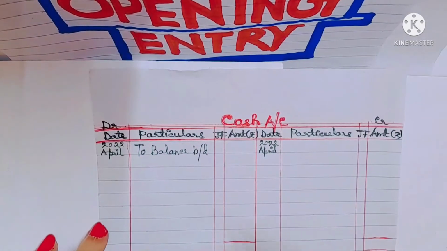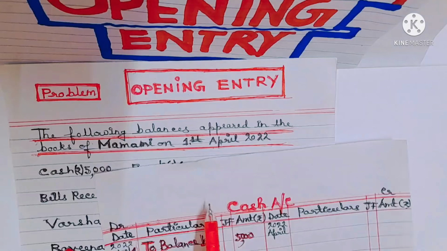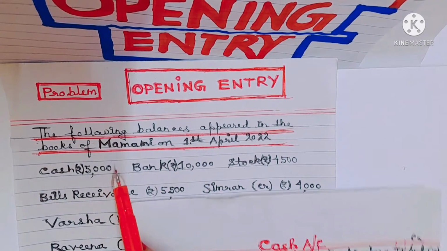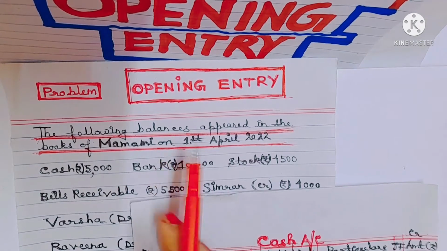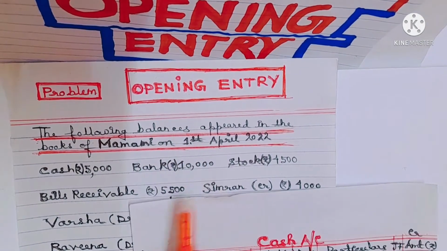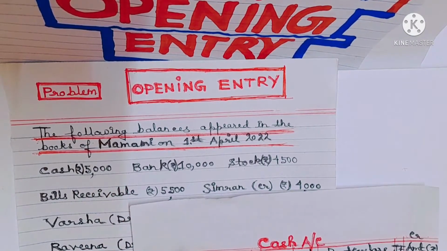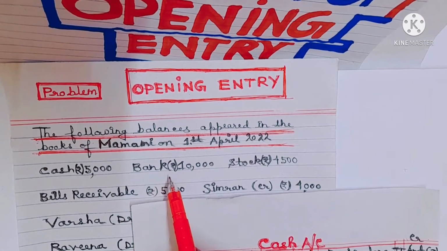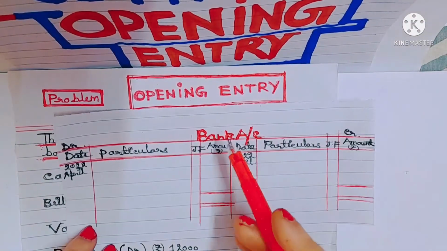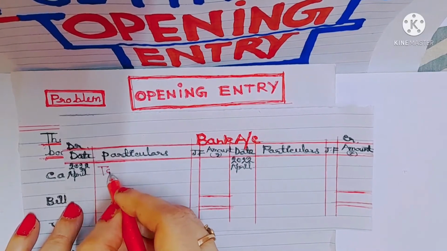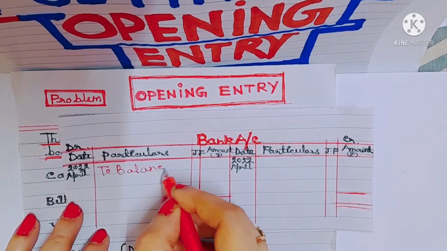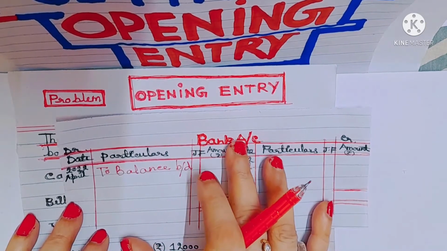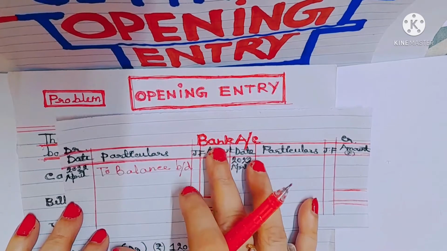So let's do it. How much? 5000. We record the opening balances of all ledger accounts first. Always remember, the opening balances of assets we will always write on the debit side. Always record the amount of the assets on the debit side, to balance BD. Why? Because assets always show debit balances. Understood? Then what is next? Bank account. So let's write. Bank account is also an asset. So we'll write to balance BD.